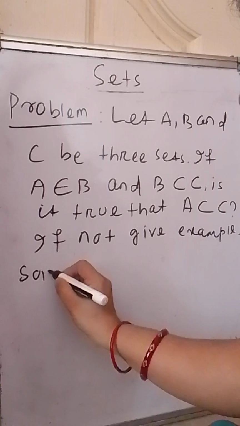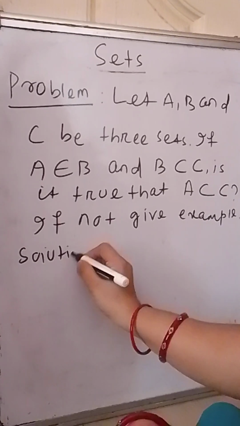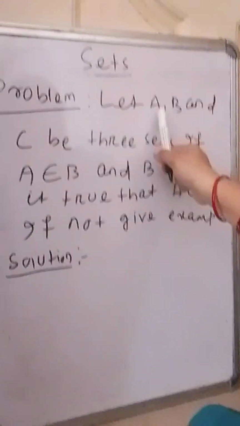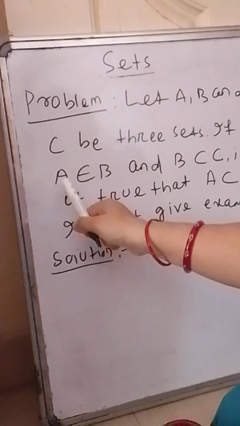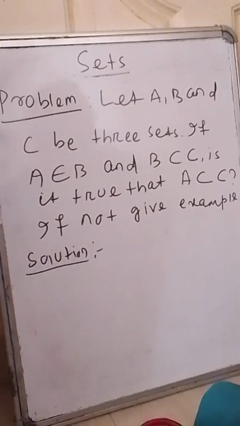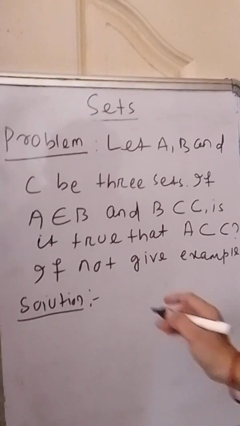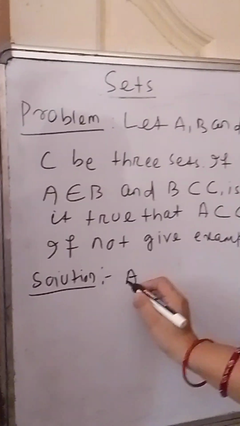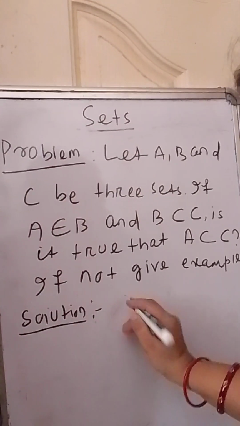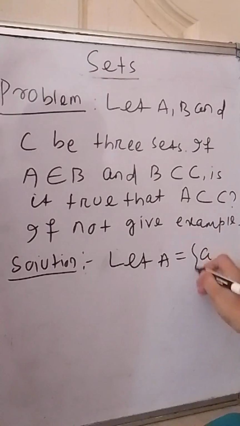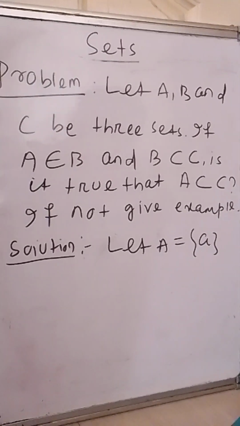Solution. Try to understand the question. Here A is a set, and B, A, B, C are three sets. The question is: given set A belongs to set B, it means the set A is an element of set B. So let us take, suppose, A equal to a set containing element a, say.